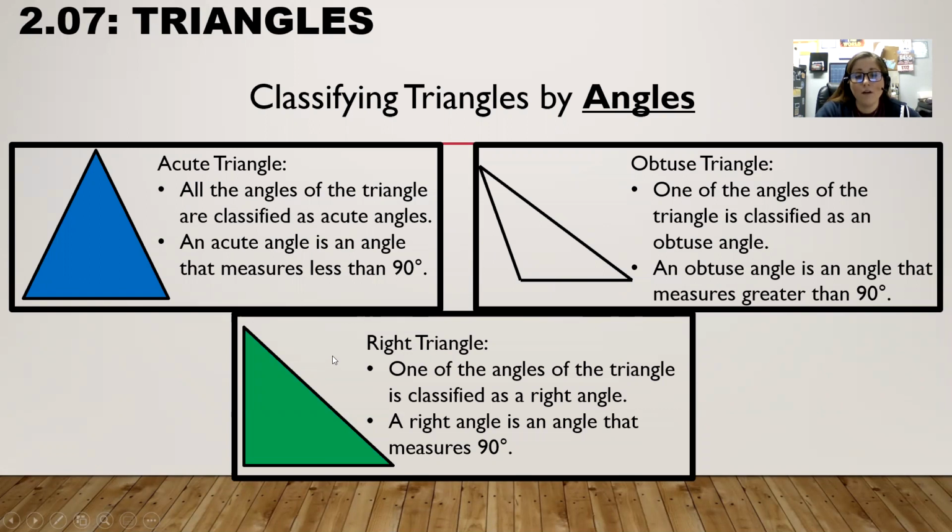And then down here we have our right triangle. Our right triangle is going to have one of those angles measured as a 90-degree angle, or a right angle. Only one of them has to be a right angle for it to be a right triangle. So a key difference between all of these is that in an acute triangle, all of the angles have to be acute. And when you're looking at an obtuse and a right triangle, only one of those angles needs to be either an obtuse angle or a right angle to classify it as an obtuse or right triangle. Okay.